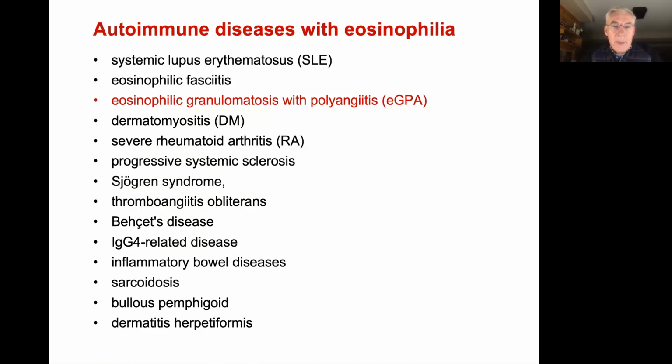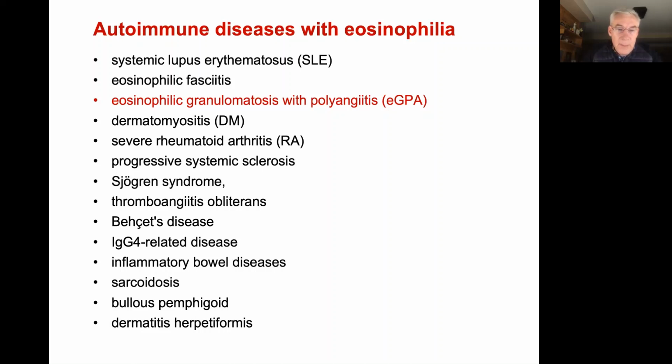So fairly common rheumatological conditions like rheumatoid arthritis, systemic lupus erythematosus, progressive sclerosis, Sjögren's syndrome, and so forth, sometimes have increased eosinophil numbers. It is probably not hugely important in those diseases and may be related more to a broader immune activation and mobilization of granulocytes. So it's really the disease where eosinophils are clearly important is eosinophilic granulomatosis with polyangiitis, which I will talk more about.